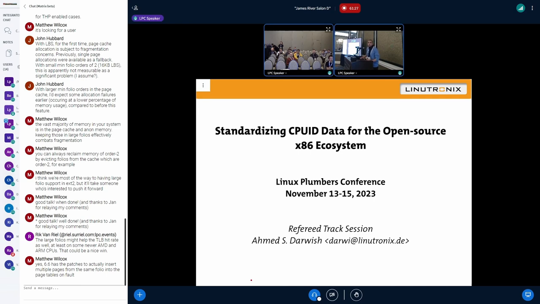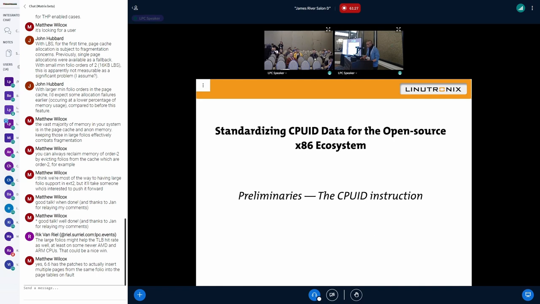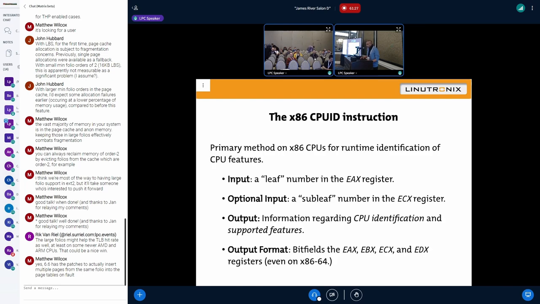And for today, I would like to actually talk about some of the things that we were working on in the last 3 months, approximately, regarding cpuid and the open source x86 ecosystem in general. So the first thing is, I would like to quickly review the cpuid instruction for people who might possibly be not aware about it, and quickly discuss its semantics.